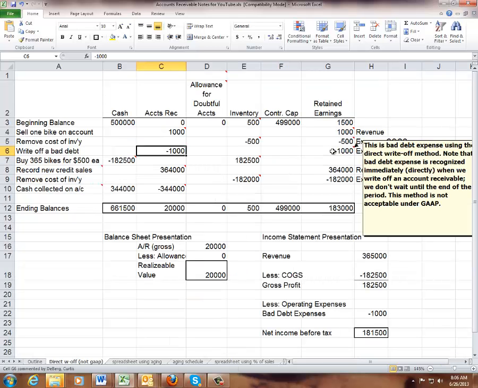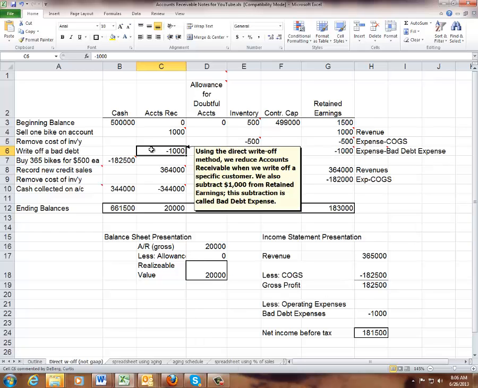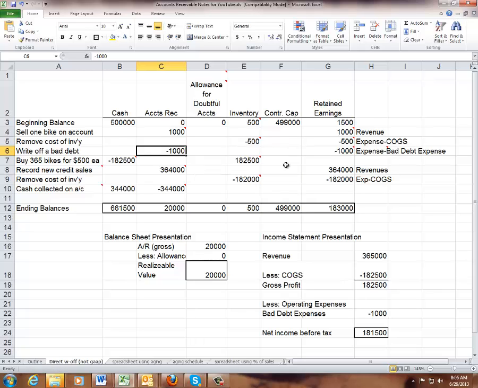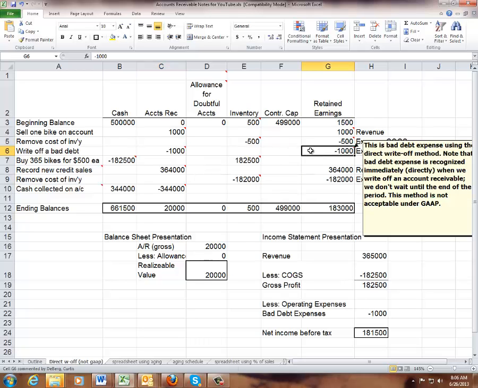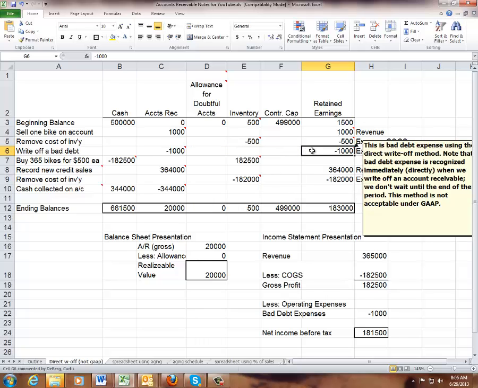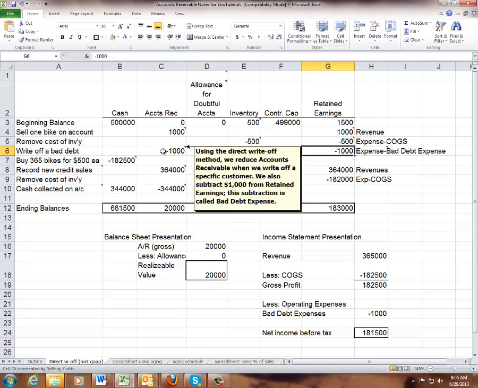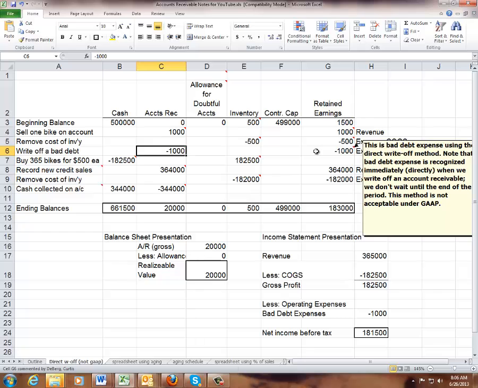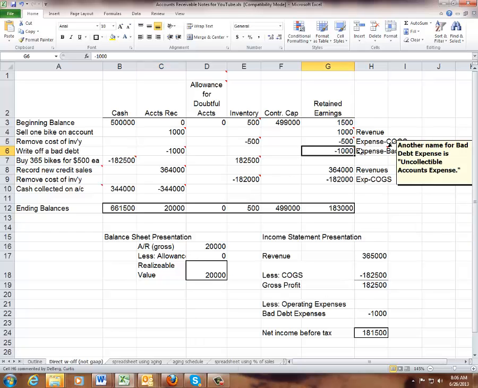So the direct write-off method we'll learn in a moment is not acceptable according to generally accepted accounting principles, but we teach this method to begin with because it's somewhat intuitive that if an account receivable is written off, when you reduce the asset, accounts receivable, it's natural to want to reduce the retained earnings and call it bad debt expense. That's acceptable for companies that don't comply with GAAP. But for now, let's just write off the account receivable and subtract $1,000 from retained earnings, and we would call that bad debt expense. And another name for bad debt expense is uncollectible accounts expense.